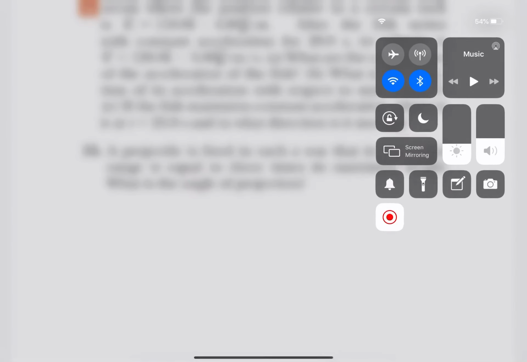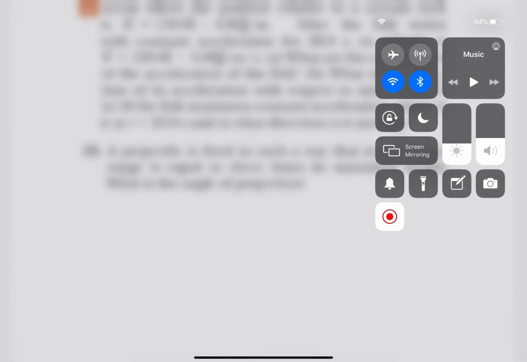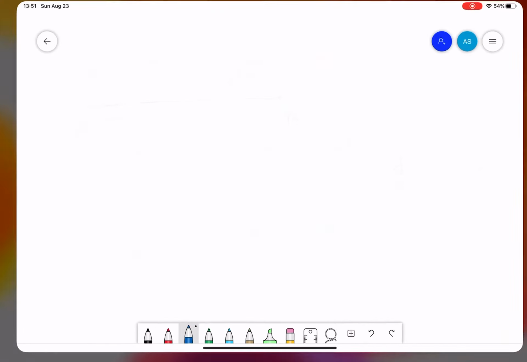Okay, now let's look at problem number 15. A projectile is fired in such a way that its horizontal range is equal to 3 times its maximum height. What is the angle of projection? Okay, let's look at how we can solve this problem.